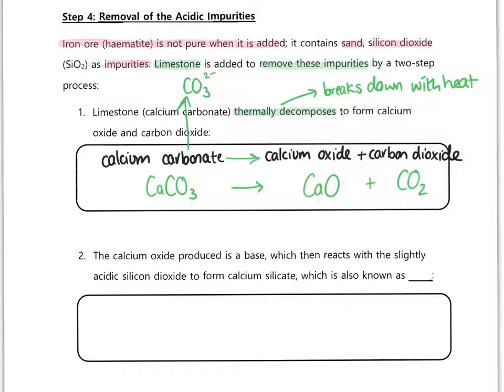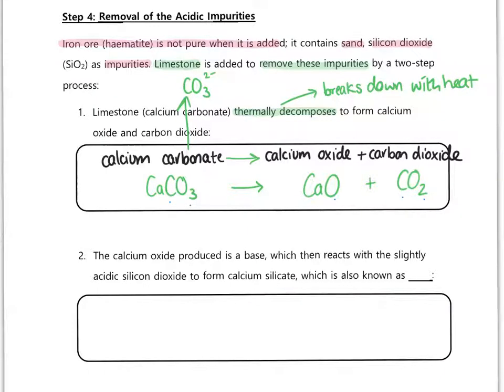You can see essentially just your calcium carbonate is breaking down into 2 smaller molecules. So we have one calcium on the left and one on the right. We have one carbon on the left and one on the right. And then we have 3 oxygens on the left, and you can see there's 1 here in calcium oxide and 2 here in carbon dioxide, which is a total of 3. So that's the first step. The limestone essentially breaks down to form calcium oxide and carbon dioxide. And then it's the calcium oxide which reacts with our impurities.